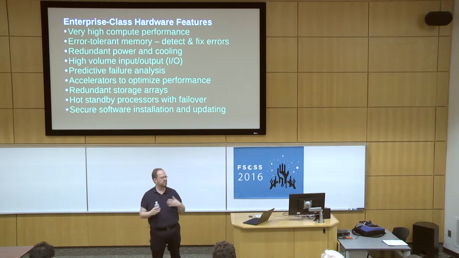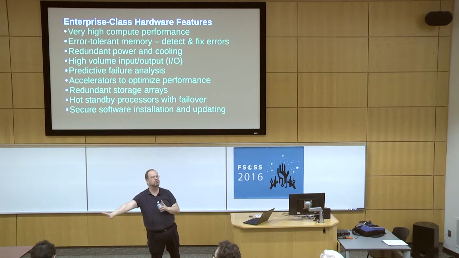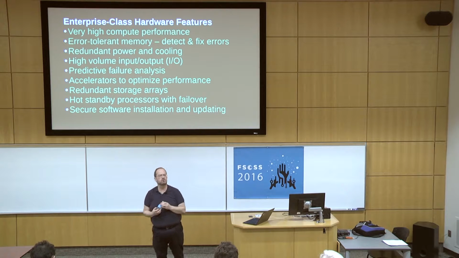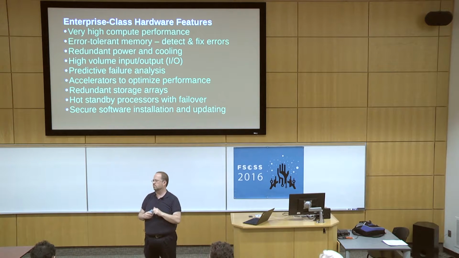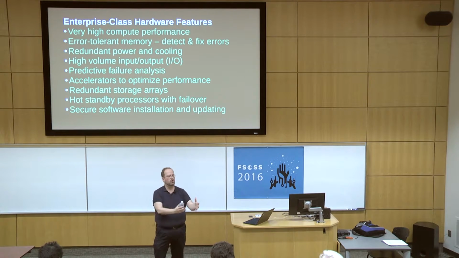The same with the disk. If a disk has thrown a couple of errors, a predictive failure analysis system will usually kick in and say, that disk is below threshold. I don't think we can trust it. Let's start using a hot spare and we'll rebuild our storage so that we don't need to use that potentially failing part. An enterprise system will often have accelerators. So for cryptography or for particular math operations or encode and decode operations for streaming video or what have you, there may be dedicated hardware to do those particular things, optimizing it for a particular workload.